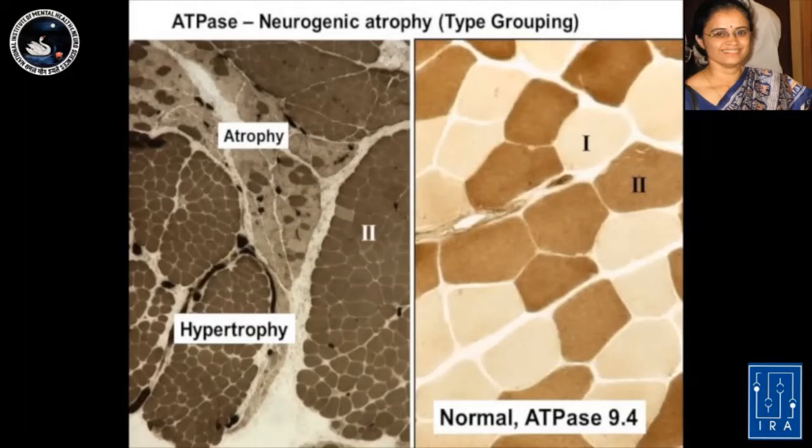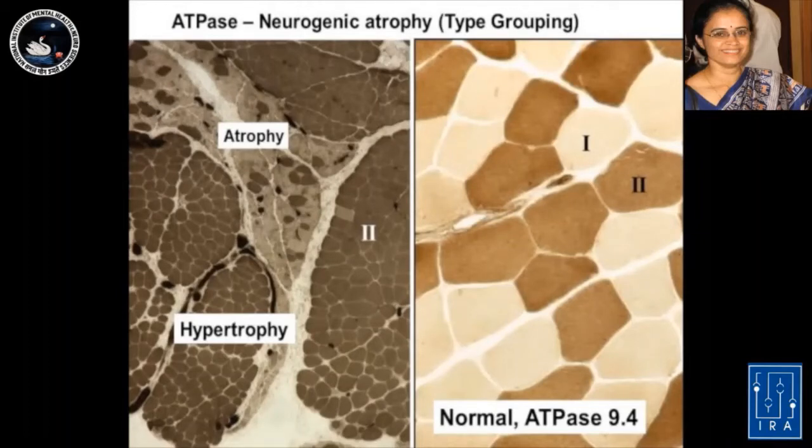If we do an ATPase stain, you can see dramatic grouping of fiber types on the left hand side, which is in contrast to the checkerboard pattern of myofibers that you're seeing in a normal muscle on the right for comparison. The groups of atrophic fibers appear to be of both fiber types. They're both dark and light, and that is seen in the center.